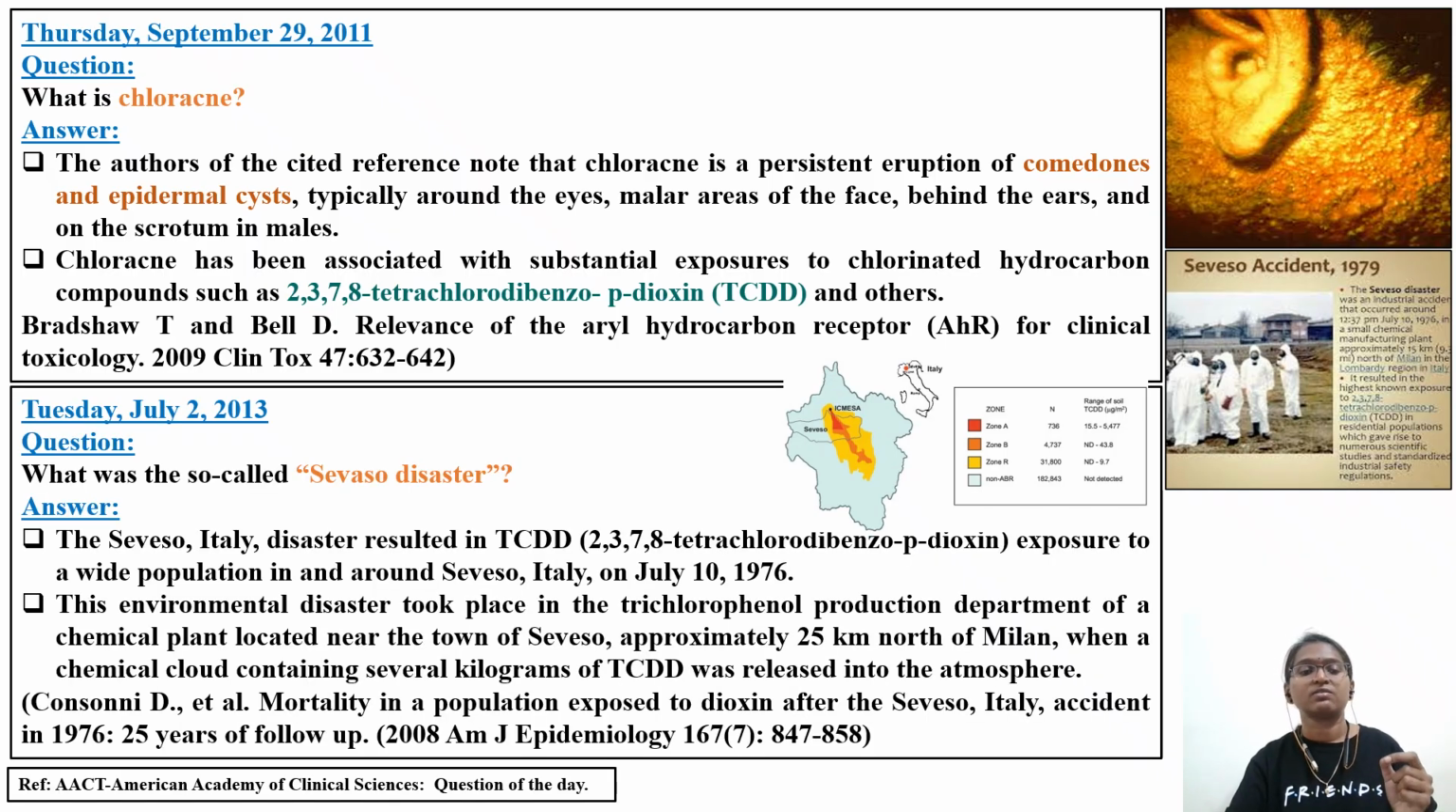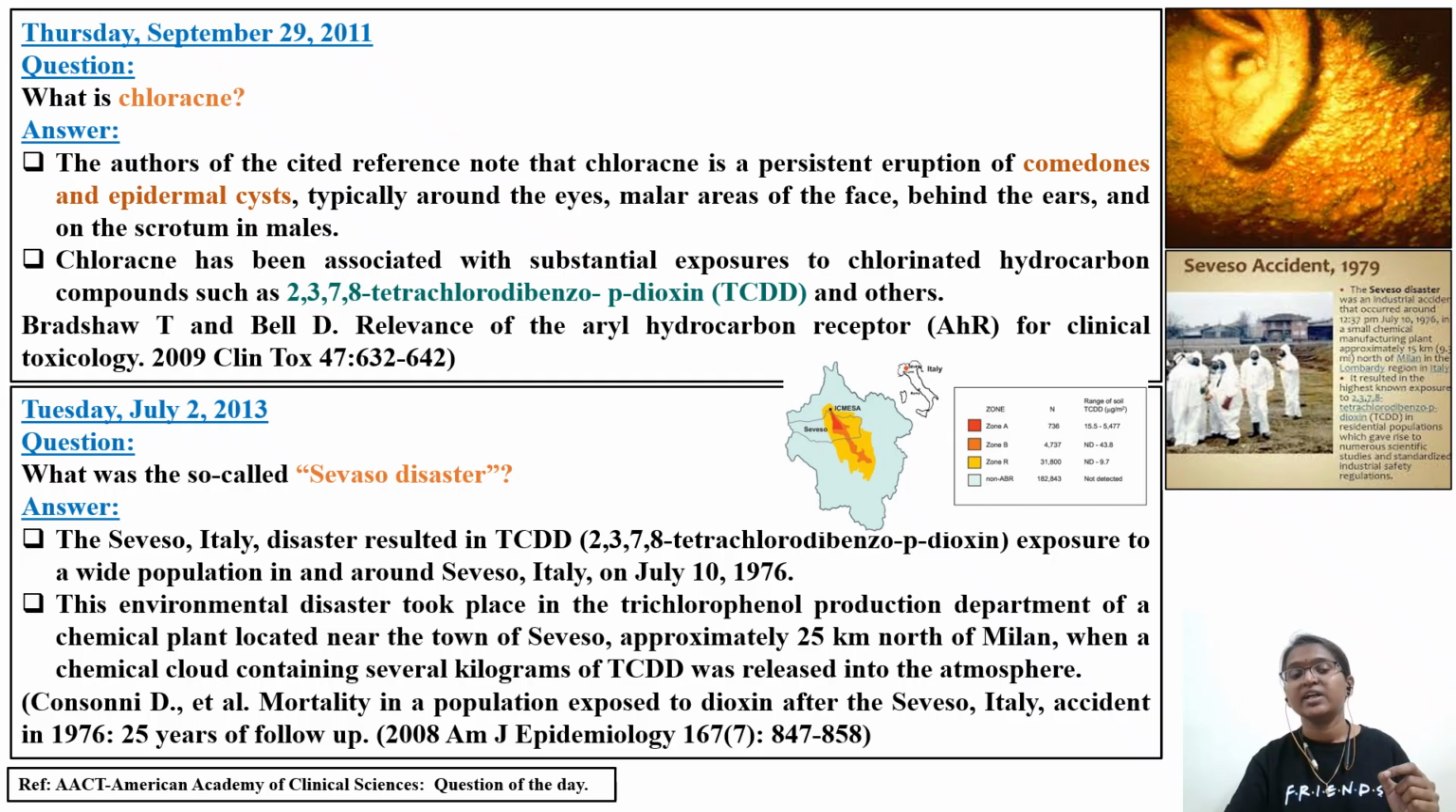Okay, next, what was the so-called Seveso disaster? Something we'll read about. In Italy, there is a place called Seveso. There was a manufacturing plant synthesizing a chemical, trichlorophenol. Some accident took place, some leakage, because of which the byproduct dioxin was formed and released into the Seveso city. So let's see what that is.